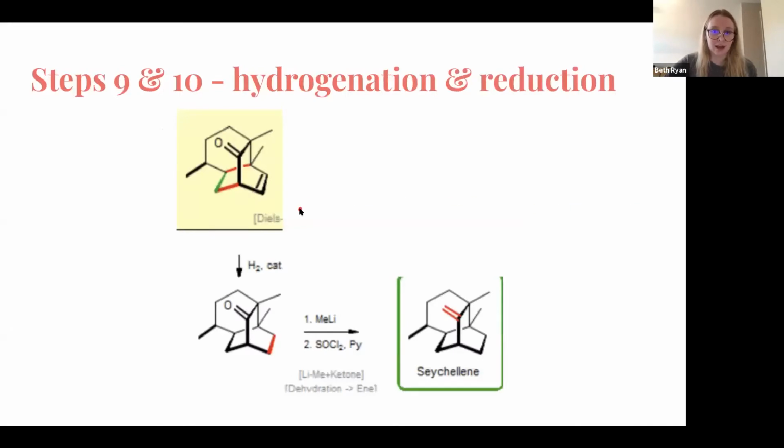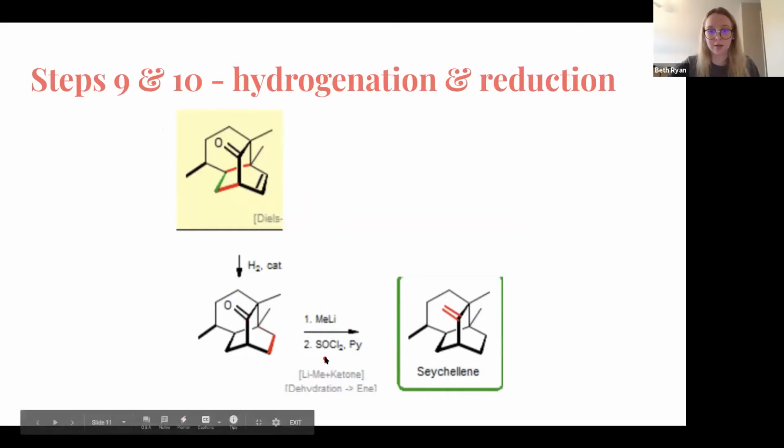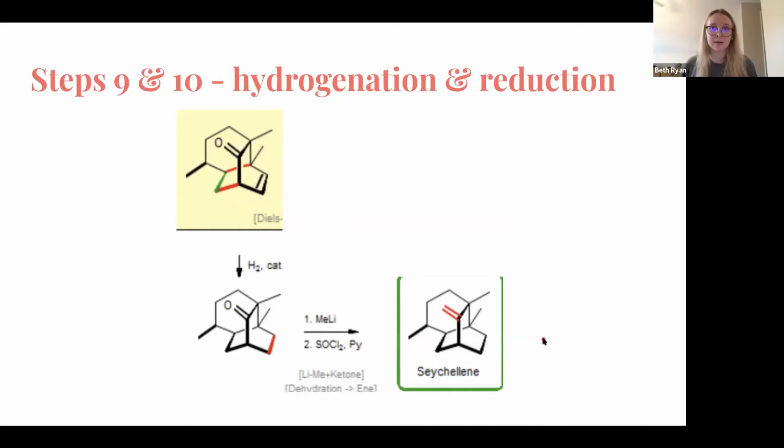And then from there, this is the end. They use hydrogenation to remove the double bond that they formed with the Diels-Alder. And then, like in Nye and Emily's, they have methyllithium, which will take this ketone and transform it into a tertiary alcohol. And then they use thionyl chloride and pyridine to dehydrate it down to an alkene. And that's Seychellene. Nice.